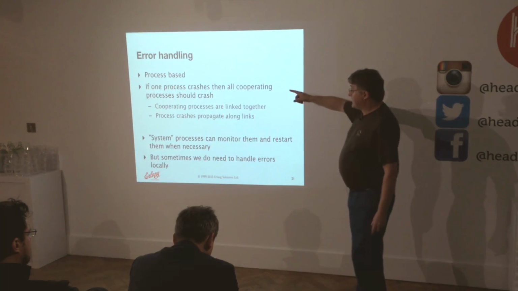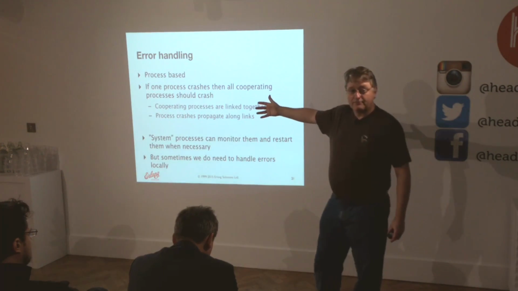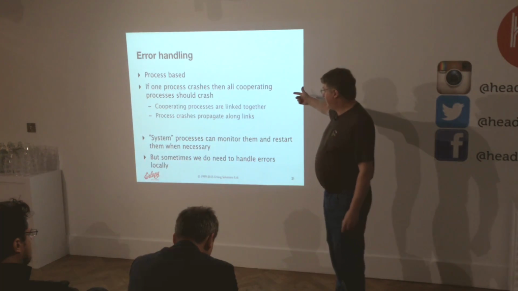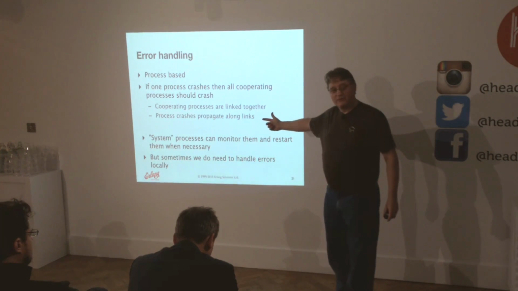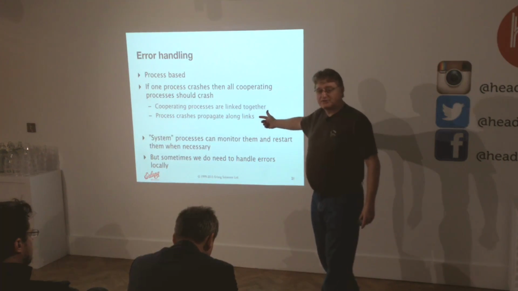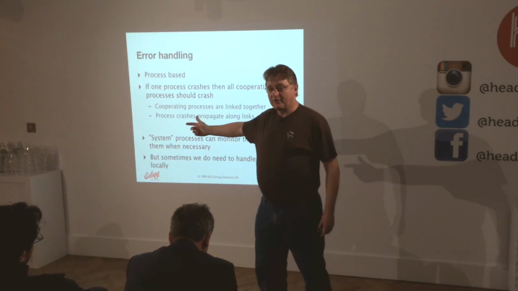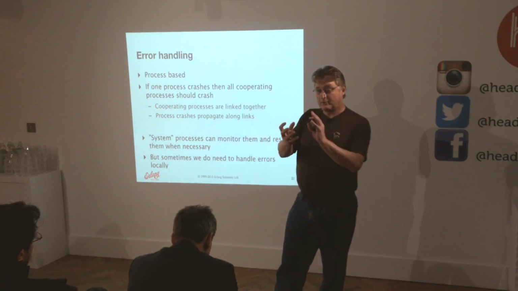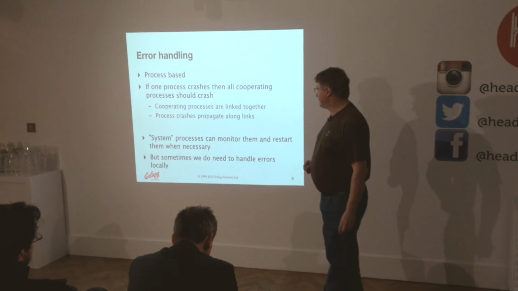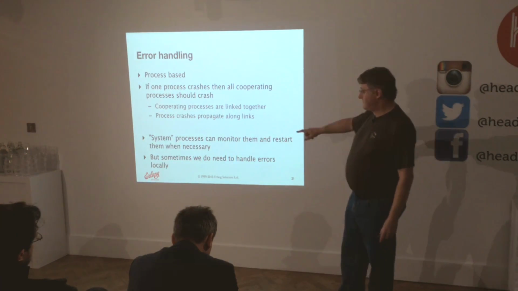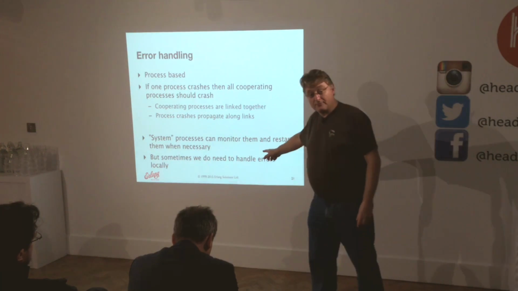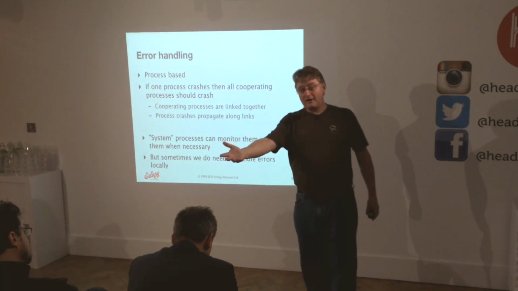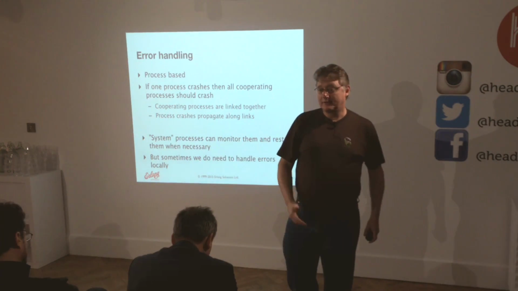So the error handling mechanism is process-based. If something goes wrong in a process, you crash it. If a process crashes, then all cooperating processes should crash as well. The rationale being that if they're all working together and something goes wrong in one of them, you might as well take the whole lot down. The whole lot doing one thing, not the whole system, of course. And you need to be able to monitor them. I have to be able to detect that they've gone down so I can clean up after them and do the right thing after they've died, right?